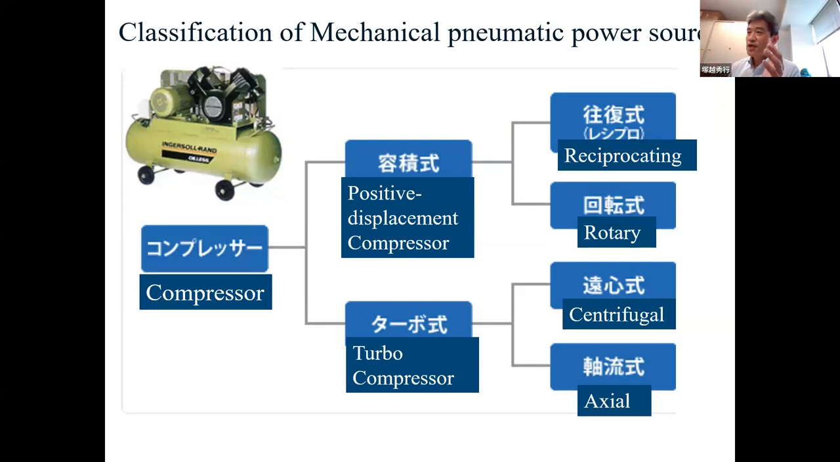So how to compress the air is divided into two methods. One is a linear motion called reciprocating, and another is rotary, which uses rotational motion. The turbo compressor means that the air energy is obtained by using momentum. And it has two kinds. One is using the centrifugal force, and the other is using the axial force. Let me briefly introduce one by one.